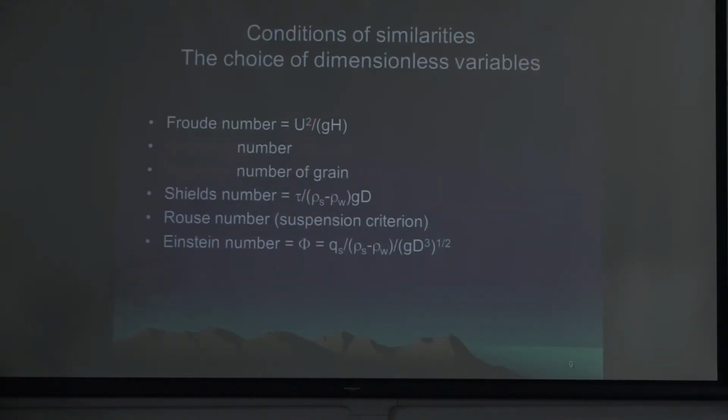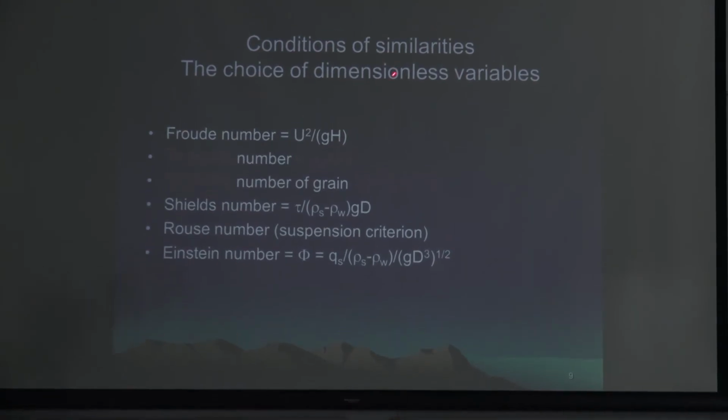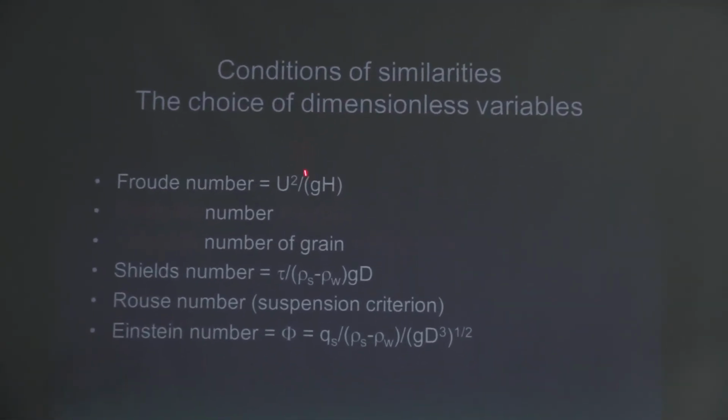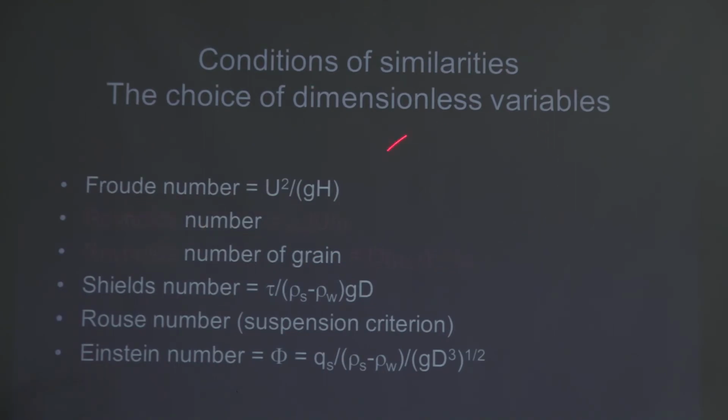If you want to scale your model, you need to verify some conditions of similarity about the hydraulics and about the sediment transport. So people will try to respect, between nature and the model they are using to reproduce the natural phenomenon they are studying, the same Froude number, which is U squared, flow velocity squared, over g times h, the water depth.